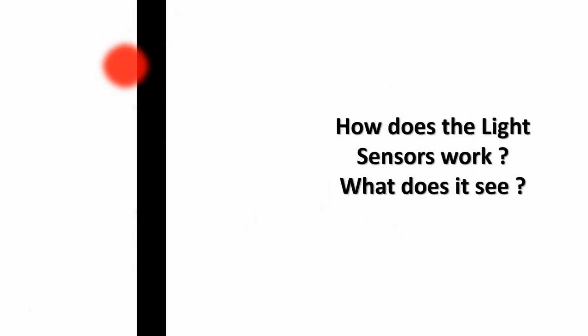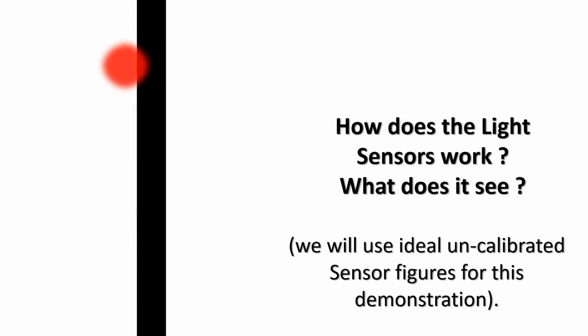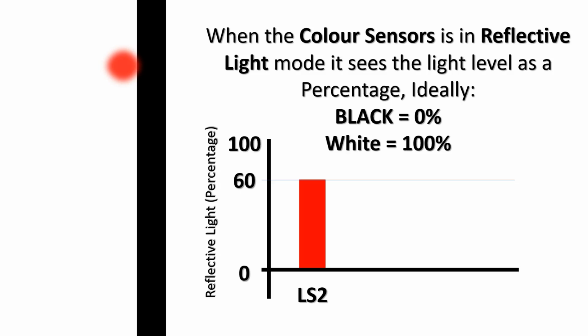How do the light sensors work? What do they see? For this demonstration, we'll use uncalibrated sensors. We'll talk about calibrating a lot later. When the color sensor is set in reflective mode, it sees a light level as a percentage of white. Ideally, black is 0 and white is 100%.